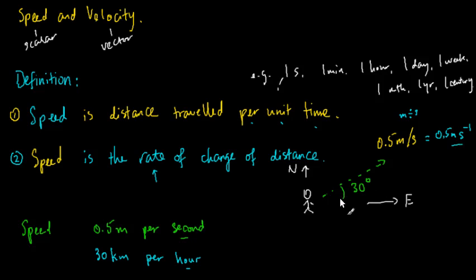Okay, so coming back to this, now if I'm walking at this speed of 0.5 meters per second and along this direction, what is my velocity? Strictly speaking, if you see a question that asks you this in physics, you must give as your answer for the velocity both the magnitude and the direction. In other words, you must give both pieces of information.